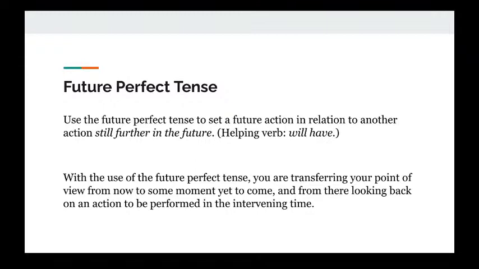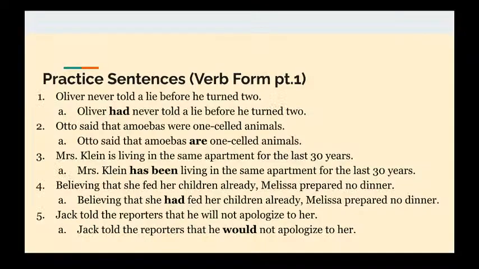So again, because it's a bit confusing, I don't have examples in the recap lesson right now, but there are examples specifically for the future perfect tense in lesson 7. I recommend checking that out. But for now, we're going to move on to practice sentences with verb forms part 1, aka verb tense, so you guys can get a general good idea of everything we've discussed so far.